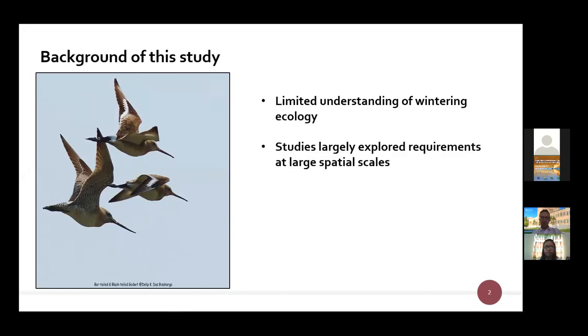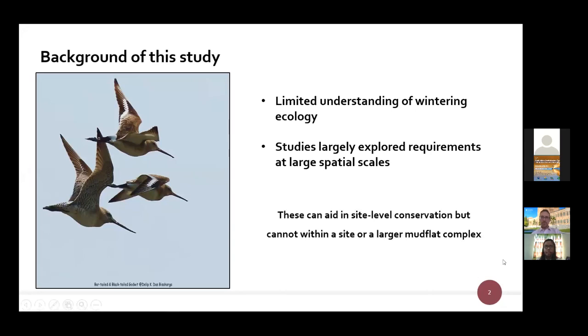We know that studies have mostly explored findings at a larger spatial scale. These larger spatial scales can aid site-level conservation aspects and also help with conservation needs. But we thought a site-specific, fine-scale understanding, within a minimum of kilometers and a minimum space, can also add more information to understand the large mudflat complexes of this species.